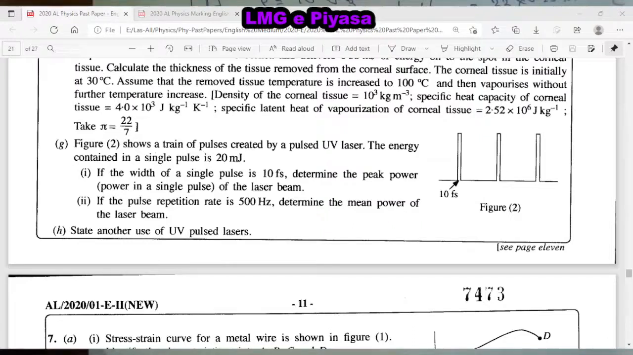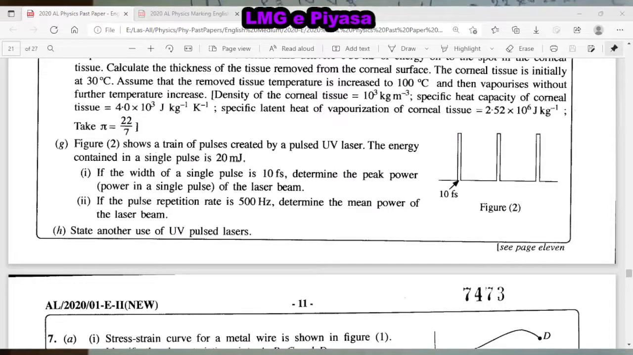If the width of the pulse is 10 nanoseconds, determine the peak power in a single pulse of a laser beam. Right? Peak power. දැන් peak කියලා වචනයක් දාලා තියෙන නිසා අපිට මේ power එක හොයන්න පුළුවන්. pulse එකකට power එක හොයන්න. pulse එකේ peak power කියන්නේ pulse එකේ එදින අවස්ථාවේදී power එකයි.